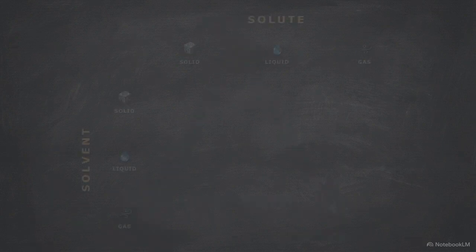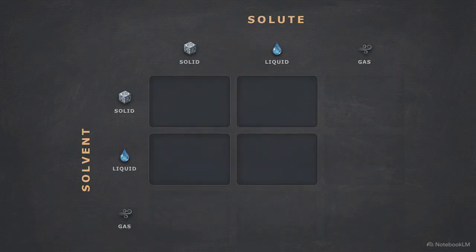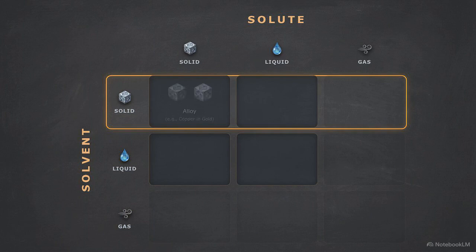balance. This animated matrix maps our three physical phases, solid, liquid, and gas, as solutes along the x-axis against those same three phases as solvents on the y-axis. The governing rule of this matrix is absolute. The final physical state of the solution is entirely dictated by the state of the solvent.